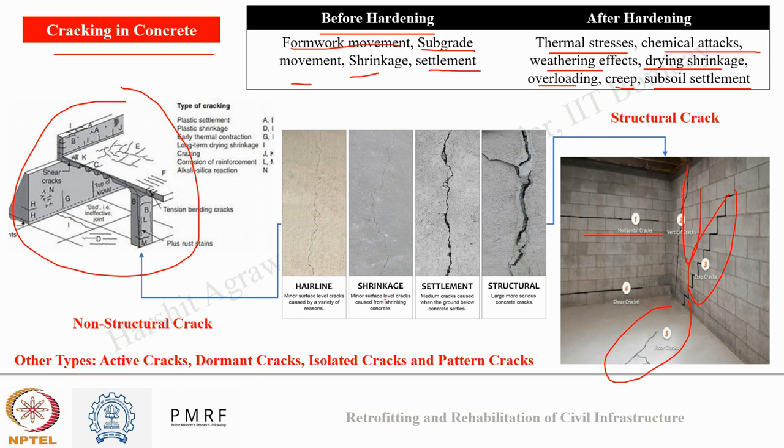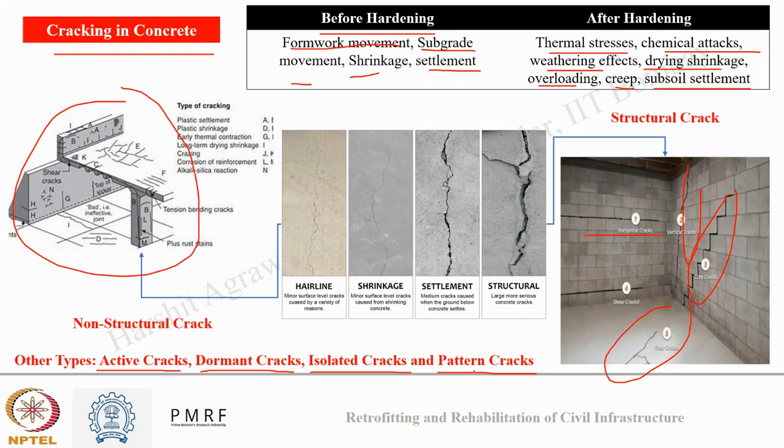Okay. Apart from these, cracks can also be classified as active cracks, which are live and expanding with time. The reasons can be overloading or weathering action. Dormant cracks, which have already occurred and won't propagate further. One reason can be shrinkage. Other classifications can be isolated crack or pattern crack, and we have seen such cracks in a lot of discussion till now.